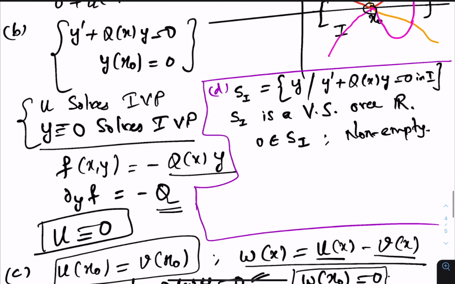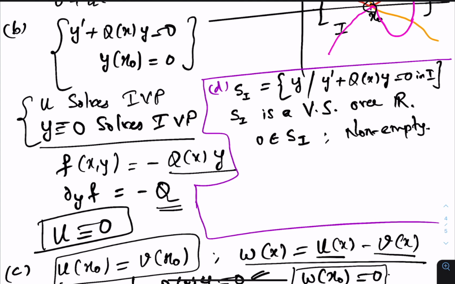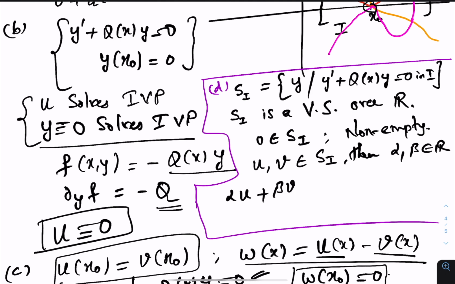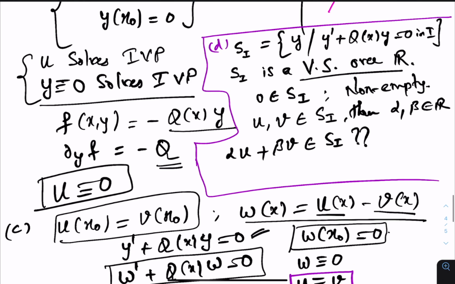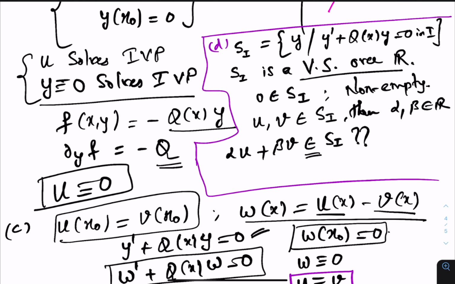Okay. And if there are two solutions U and V of Si, then for any alpha, beta, let's say in real numbers, if you look at alpha U plus beta V, and if we show that this is also in Si, then we have shown that it's a vector space over R. Right? How will that happen? So to verify whether this happens, what we need to check is that this is a solution to this problem.